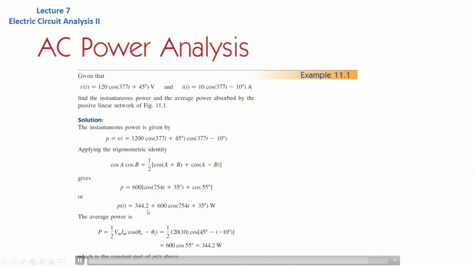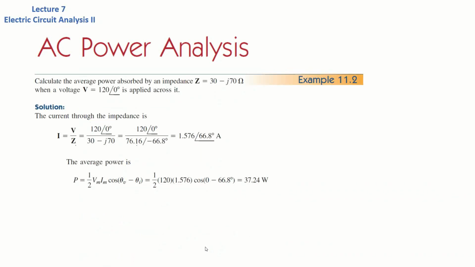But when we compute the average power, we just use this part. So this part is the average power, and this will actually be 344.2 watts. As you can see, this is conclusive when we compare it with this one, and this does not seem conclusive. So this part, when we multiply 600 with this part, is the average power, right?